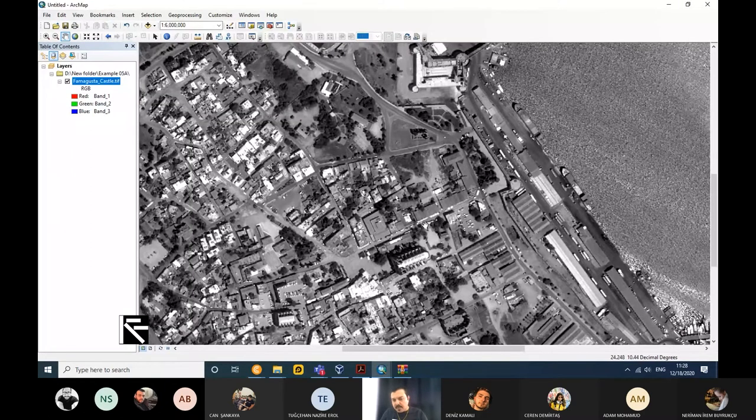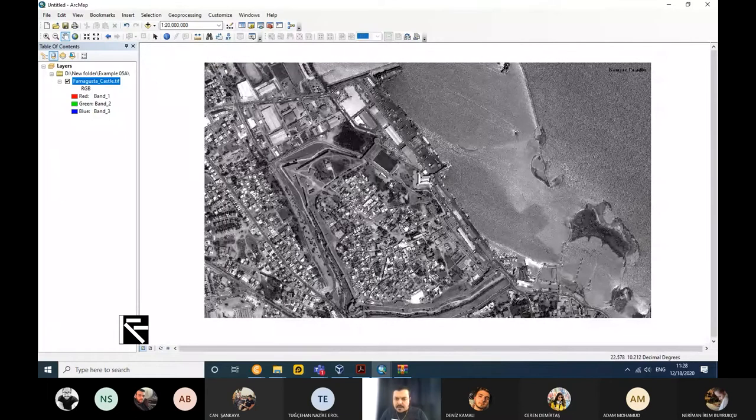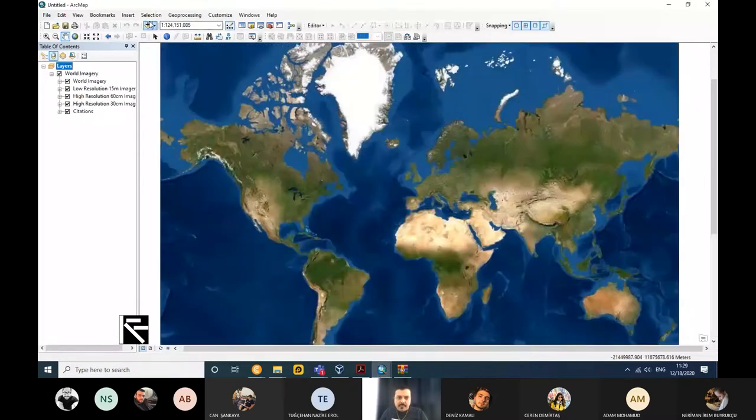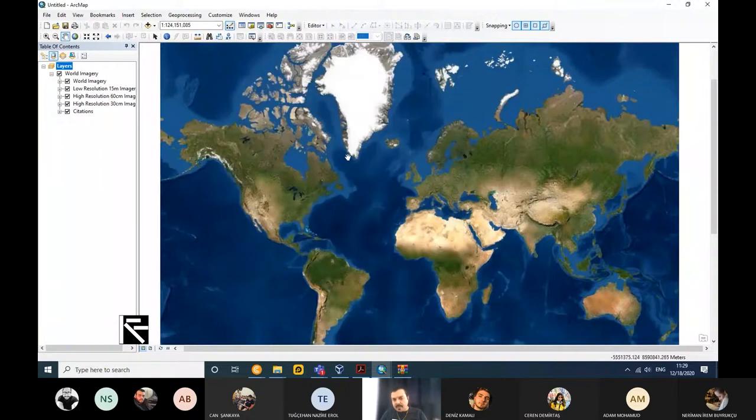This is a UAV image, which was taken by a drone, and there is no coordinate right now. What we are going to do is open a base map, one that has a coordinate. We will open a base map from here, the imagery one, and then add it here. Now we have a coordinate in the background, and we are able to give a reference. Why we open it, I'm going to explain.